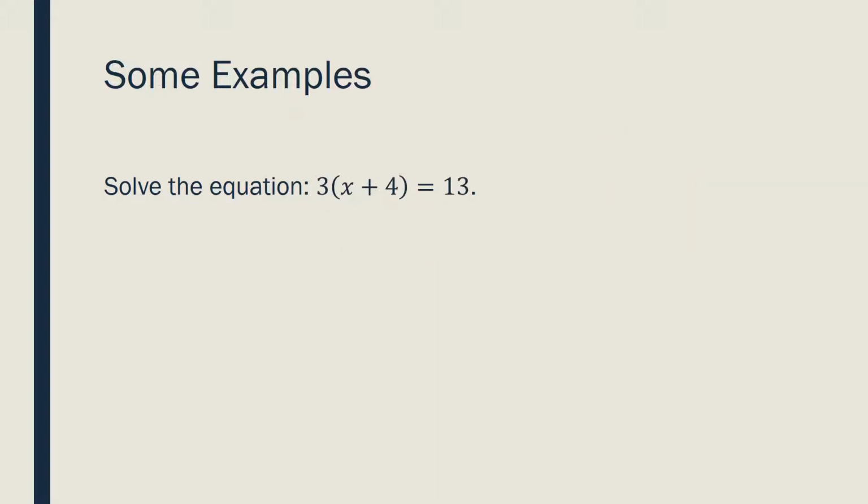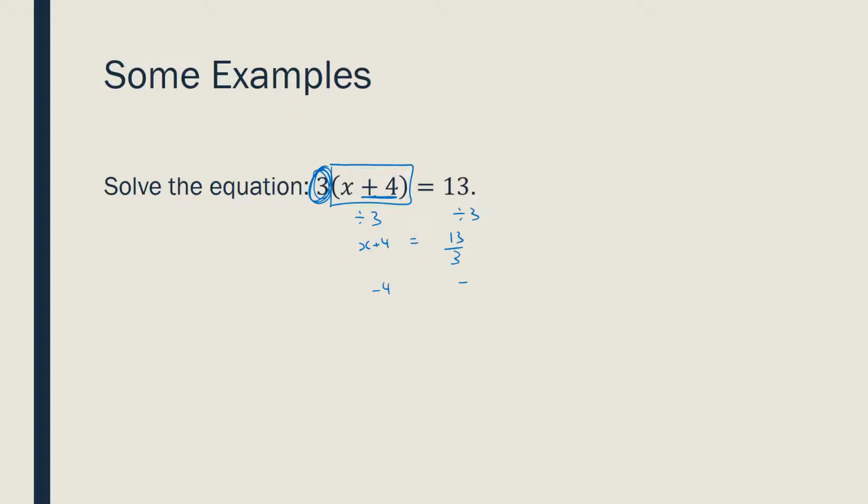Now this question is a bit different to the previous ones that we've done, because now we have the 3 which is multiplied outside of the brackets. So this time the +4 isn't the furthest thing from the x, the 3 is, because the times 3 is happening to this entire expression. So the x plus 4 is all being multiplied by 3. So we start by, instead of multiplying by 3, dividing both sides by 3. We get x plus 4 equals 13 over 3.